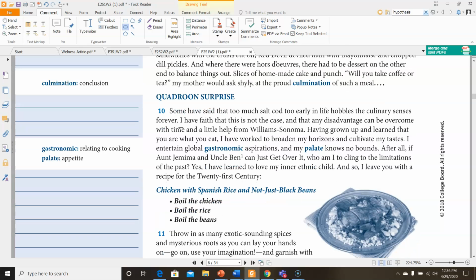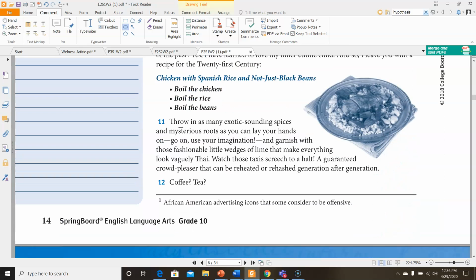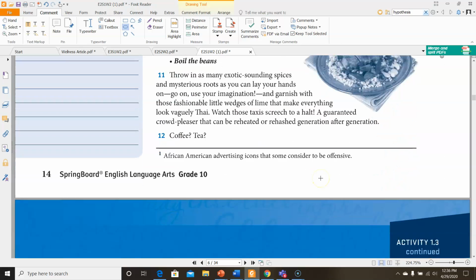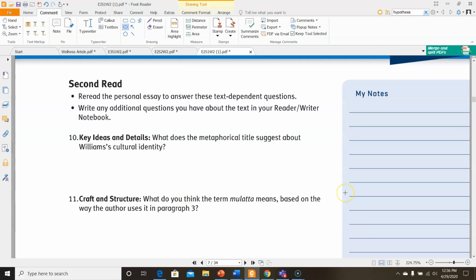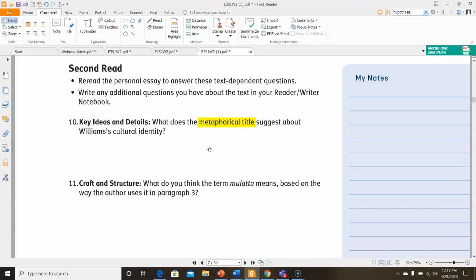So don't forget to do the rest of this essay and annotate. And then once you get down to number 10, it says, what does the metaphorical title suggest about William's cultural identity? So think about what I just said about her. She had to bring the food in the literal sense, but she's comparing the food to something in the more metaphorical sense. And then explain how that suggests her cultural identity.